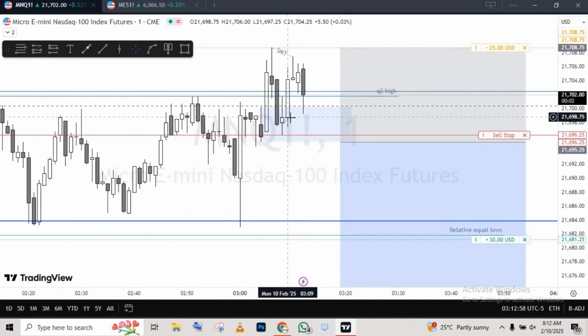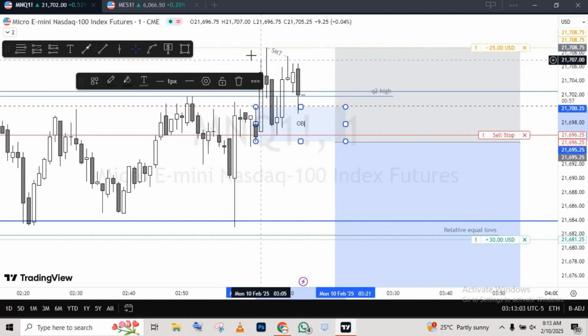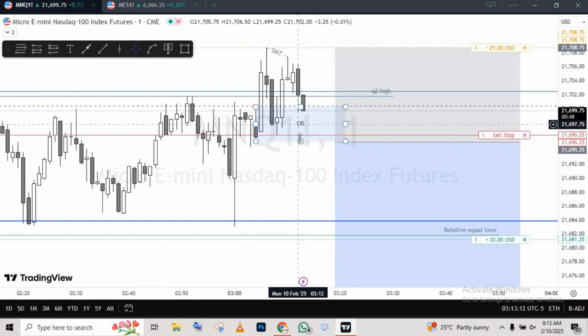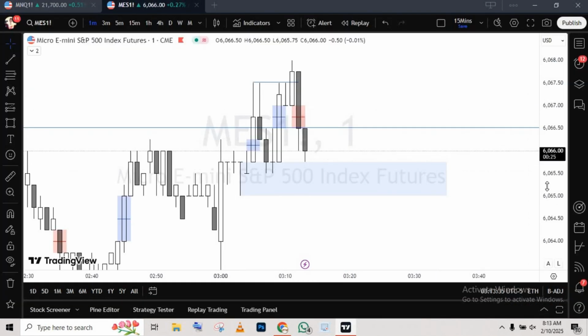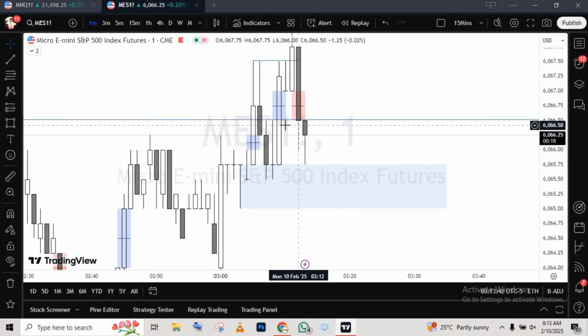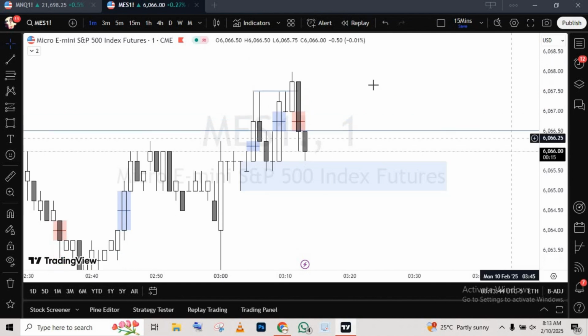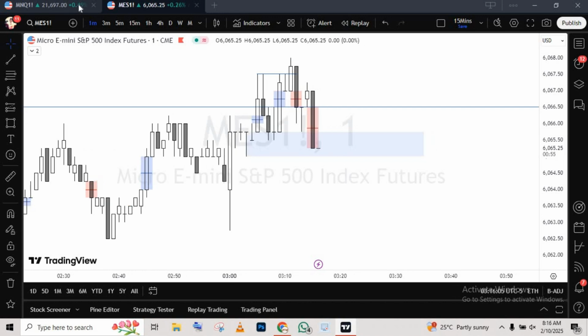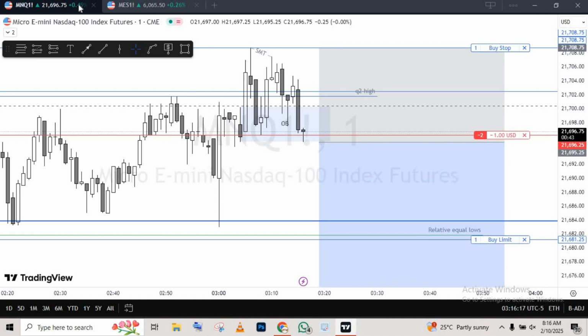Price is still taking support around that OB. That is still acting as a support on price. So let's see what we get. As soon as my order gets triggered, I'm going to move my stop loss to that high. So here on ES, we do get, okay, that wasn't a reverse yet, but let's see. So as you can see, I have been tapped into the trade.